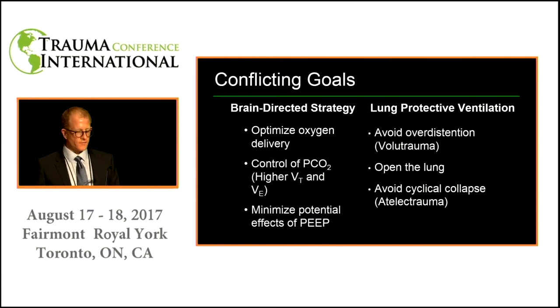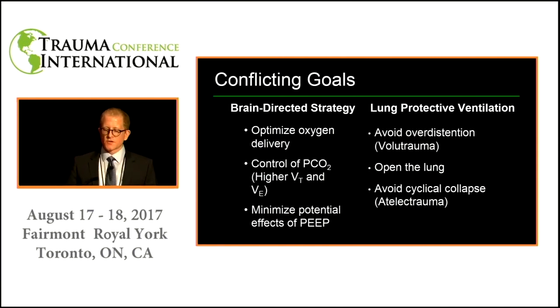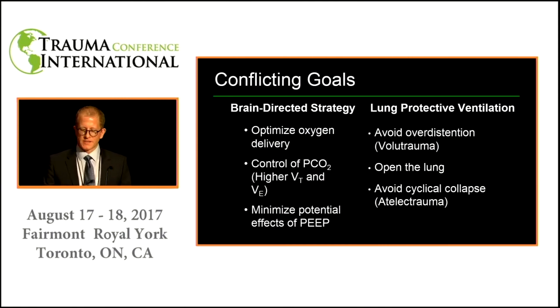So our goals here, our conflicting goals here, are targeted at each of these scenarios. So in the brain-directed strategy, we want to optimize our oxygen delivery, we want to control our PCO2, and we want to minimize the potential effects of PEEP. While in the lung protective strategy, we want to avoid overdistension of the alveolar units. We want to keep the lung open and ventilated, and we want to avoid cyclical collapses.